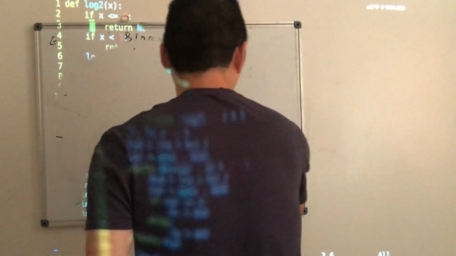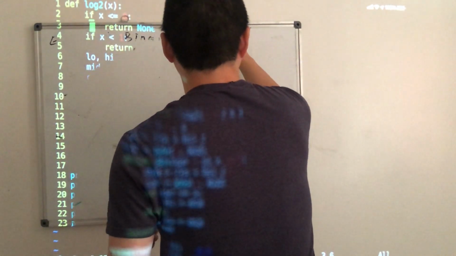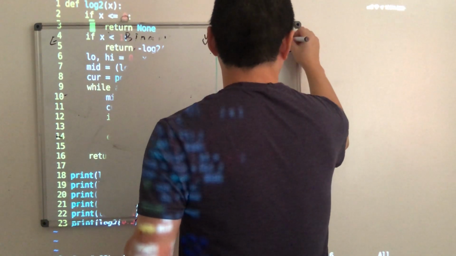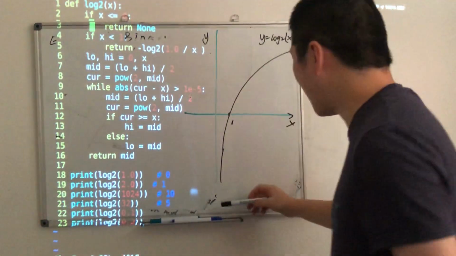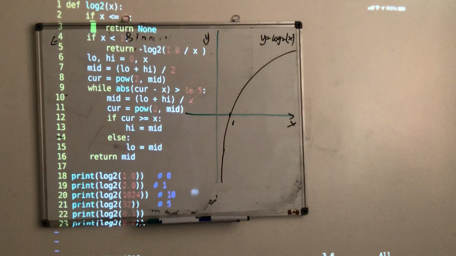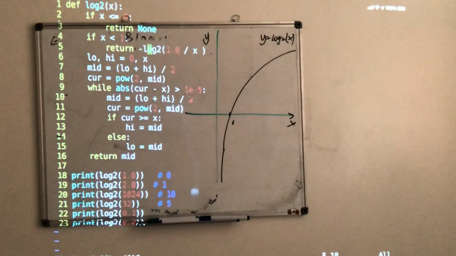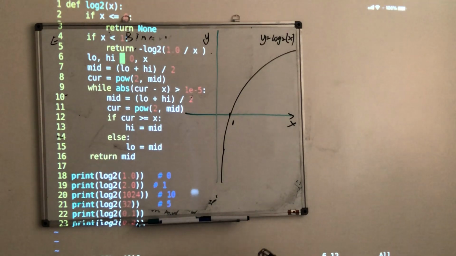What I want is to put this graph up so you can have a look. This is x, this is y, and then log2 x is this. This is 1, and the value of y goes from negative to positive. So look, if x is smaller than 0, you can't find such a value in the mathematical graph. If x is smaller than 1 and bigger than 0, we turn it into the bigger case, which is bigger than 1. Otherwise, we find the middle, we define the range, upper bound and lower bound.